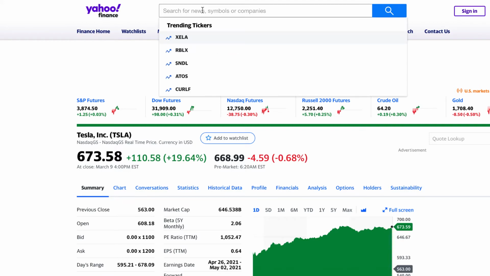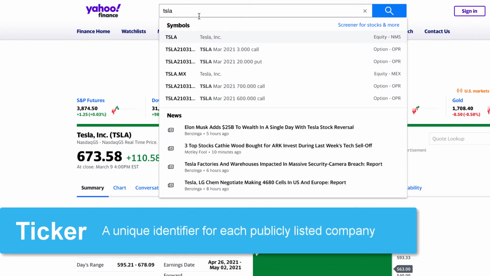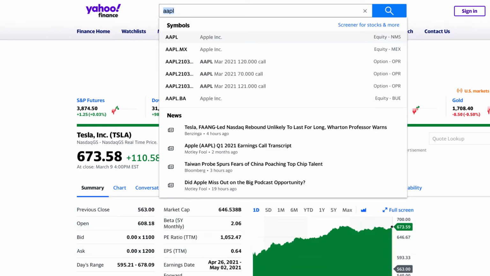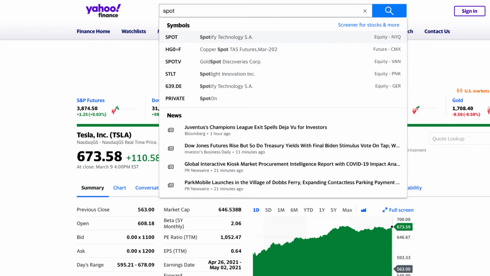And so what I did over there, just in case you're not familiar, is I put in the ticker for Tesla. Now, I know that the ticker is TSLA. So every single publicly listed company will have its own ticker. And the ticker is just another identifier for the firm. So rather than using the name, you have a ticker. So Tesla is TSLA, Apple is AAPL, Facebook is FB, Spotify is SPOT, I think. And so you kind of get the idea. Every single company has its own ticker.